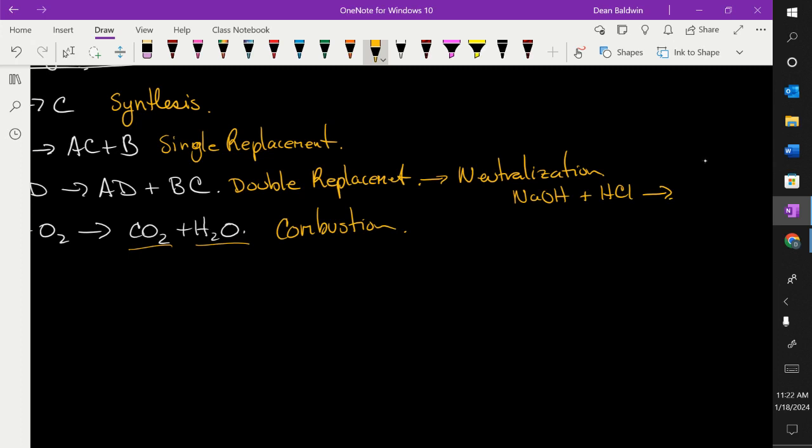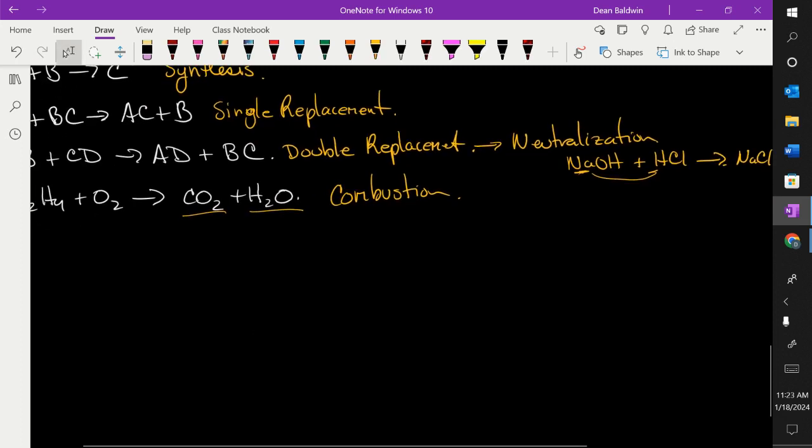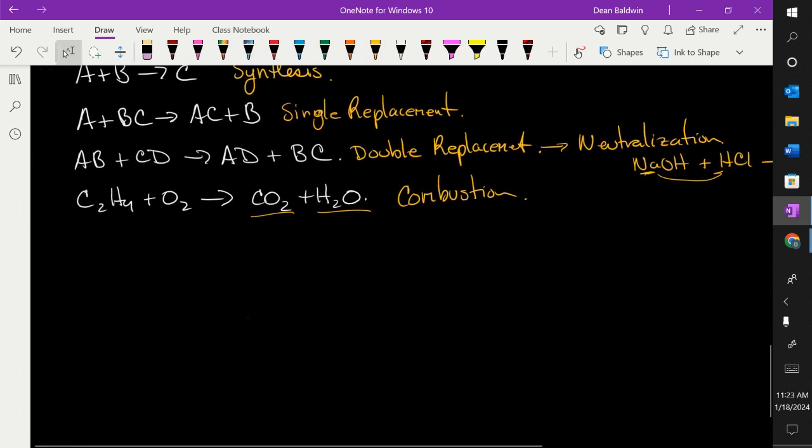Because the sodium kicks out the hydrogen and bonds to the Cl, so you get NaCl, and the hydrogen binds to the OH to give us water. So it's always a salt. And when I say a salt, I don't mean sodium chloride. In this specific case, that is the salt. But a salt is just the one other compound that's not water when you react an acid and a base. So that's a subcategory of double replacement.